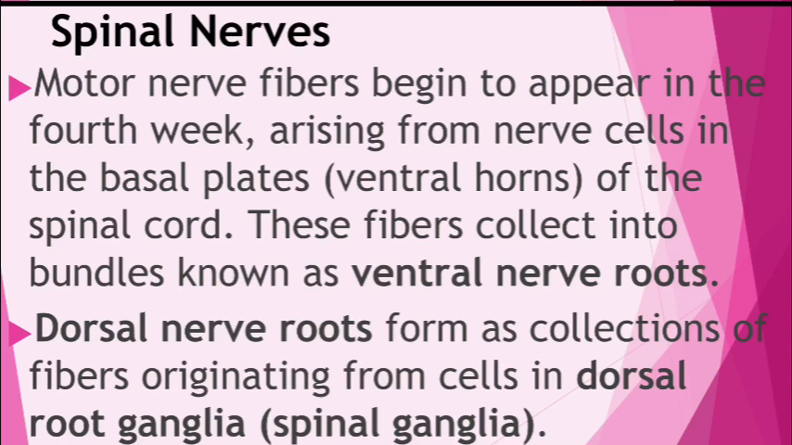As soon as the spinal nerve is formed, it divides into dorsal and ventral primary rami. The dorsal primary rami innervate the dorsal axial muscles, the vertebral joints, and the skin of the back. The ventral primary rami innervate the limbs and ventral body wall and form the major nerve plexuses, that's the brachial plexus and the lumbosacral plexus.